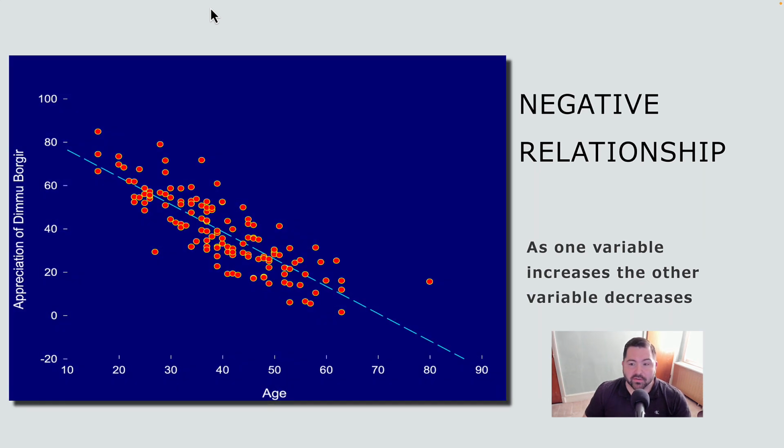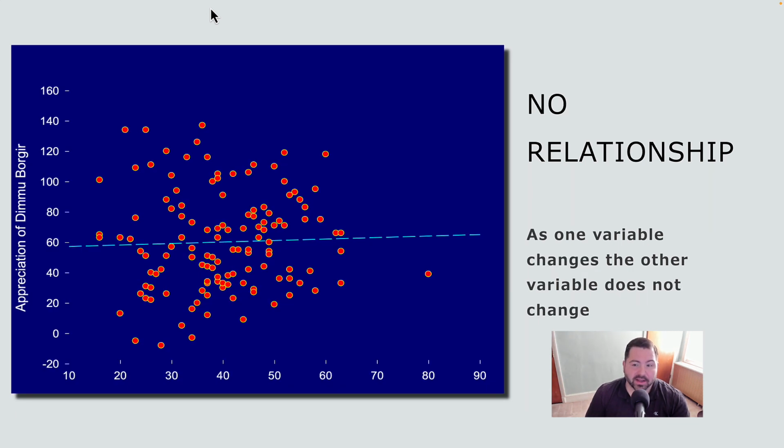But we also know that we can have something called a negative relationship. In a negative relationship, you see that as one variable increases, the other variable decreases. And you can see that here. It has a downward slope. That is representing that the variables are related, but they are what's called inversely or negatively related. The third kind of relationship is the lack of a relationship.